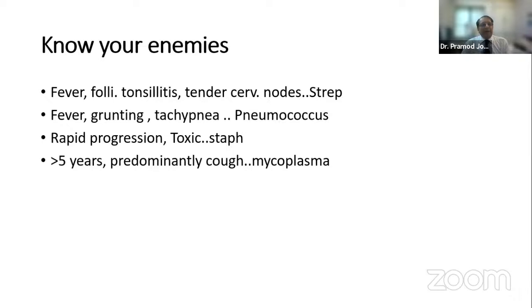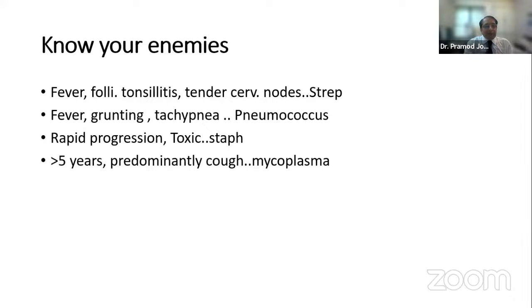And if the child has fever and grunting and tachypnea, meaning thereby the child is in need of oxygen, is trying to get it by grunting, okay, then you can think of pneumonia because of pneumococcus. And if the child is progressing rapidly with pneumonia and then effusion and then empyema, then you must think of the staphylococcus, which also produces pneumatoceles on X-ray. And then a child who is above 5 years with predominant cough, think of mycoplasma, where the signs would not be that much.